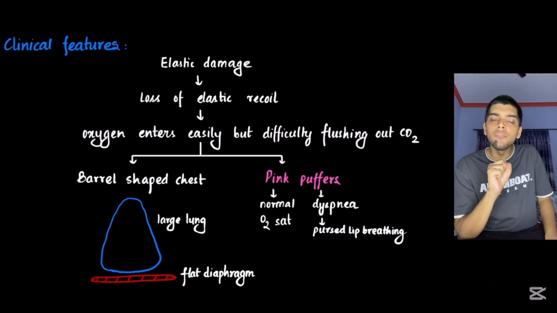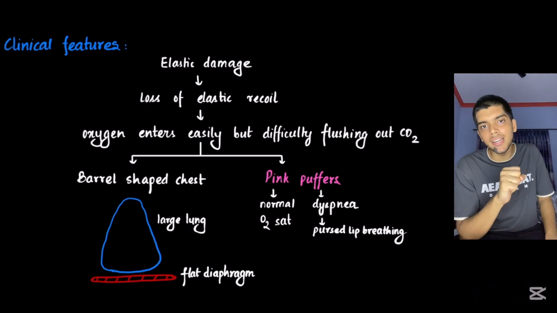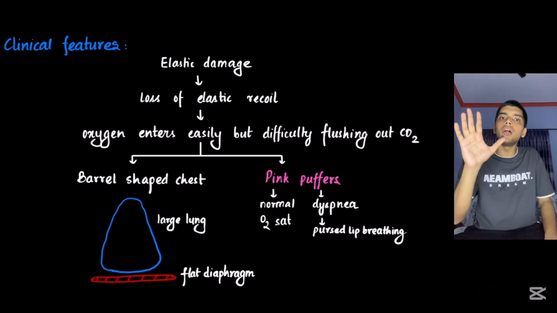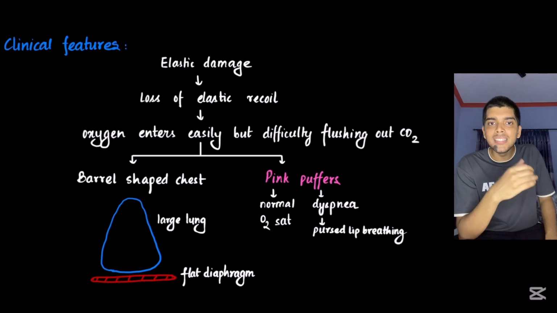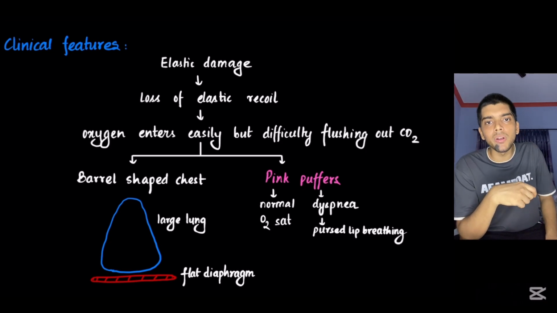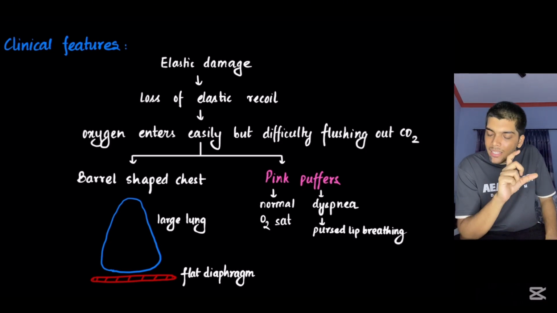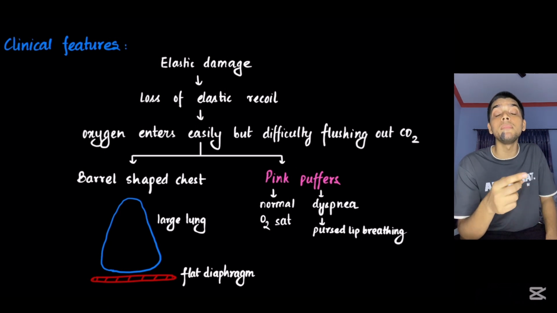Grossly, partial involvement and partial normal is seen in centri acinar. Complete involvement is seen in pan acinar. Septal involvement is seen in paraseptal distal acinar. Presence of blebs and bullae are seen in bullous emphysema.